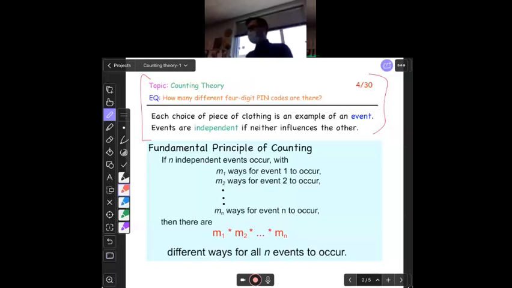Within that event, there were choices. So, hey, pick a shirt. You have 3 choices. Pick a pair of pants. You have 4 choices. Pick a belt. You have 2 choices. Pick a hat. You have 2 choices.